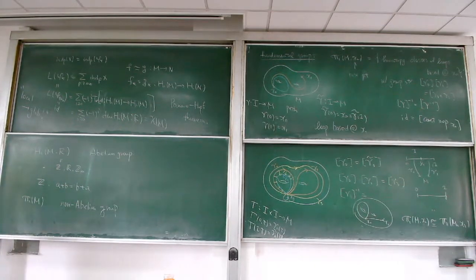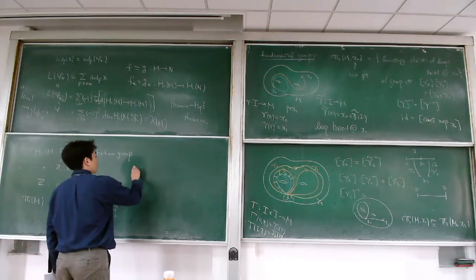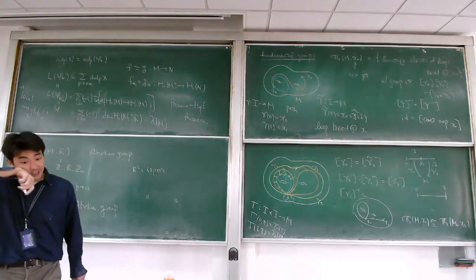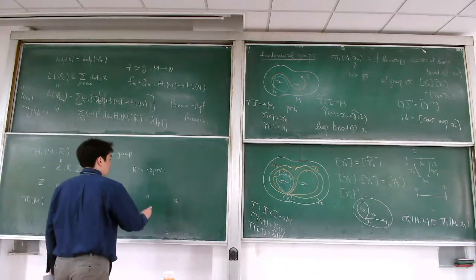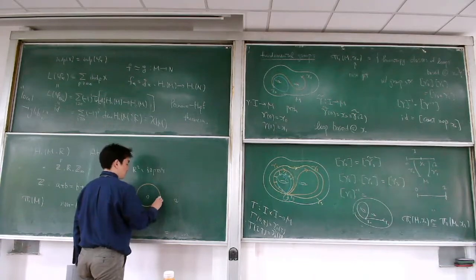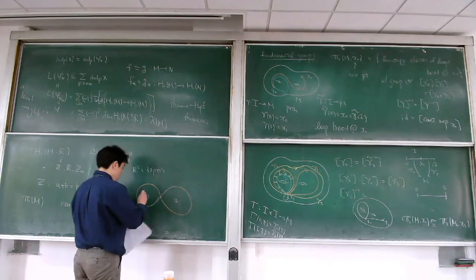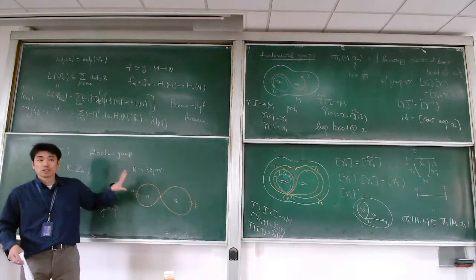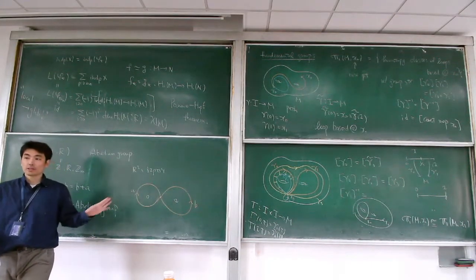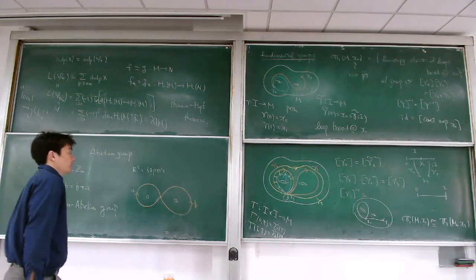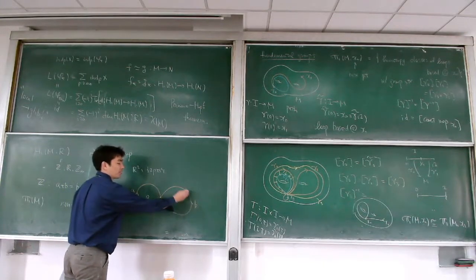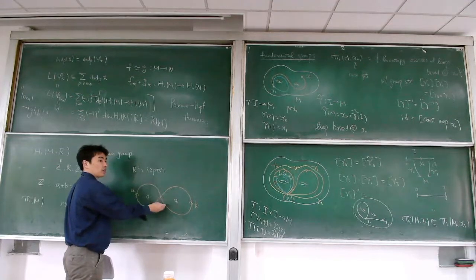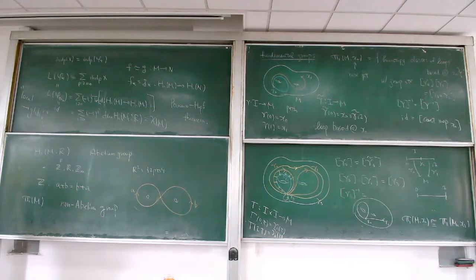It's a non-abelian group. Let me show you. So for instance, let's consider R2. Get rid of 2 points. I call this one A, and this one B. So in R2, I just get rid of 2 points. These are two homotopically inequivalent loops. And then this A times B is not the same as B times A. They are not homotopically equivalent.